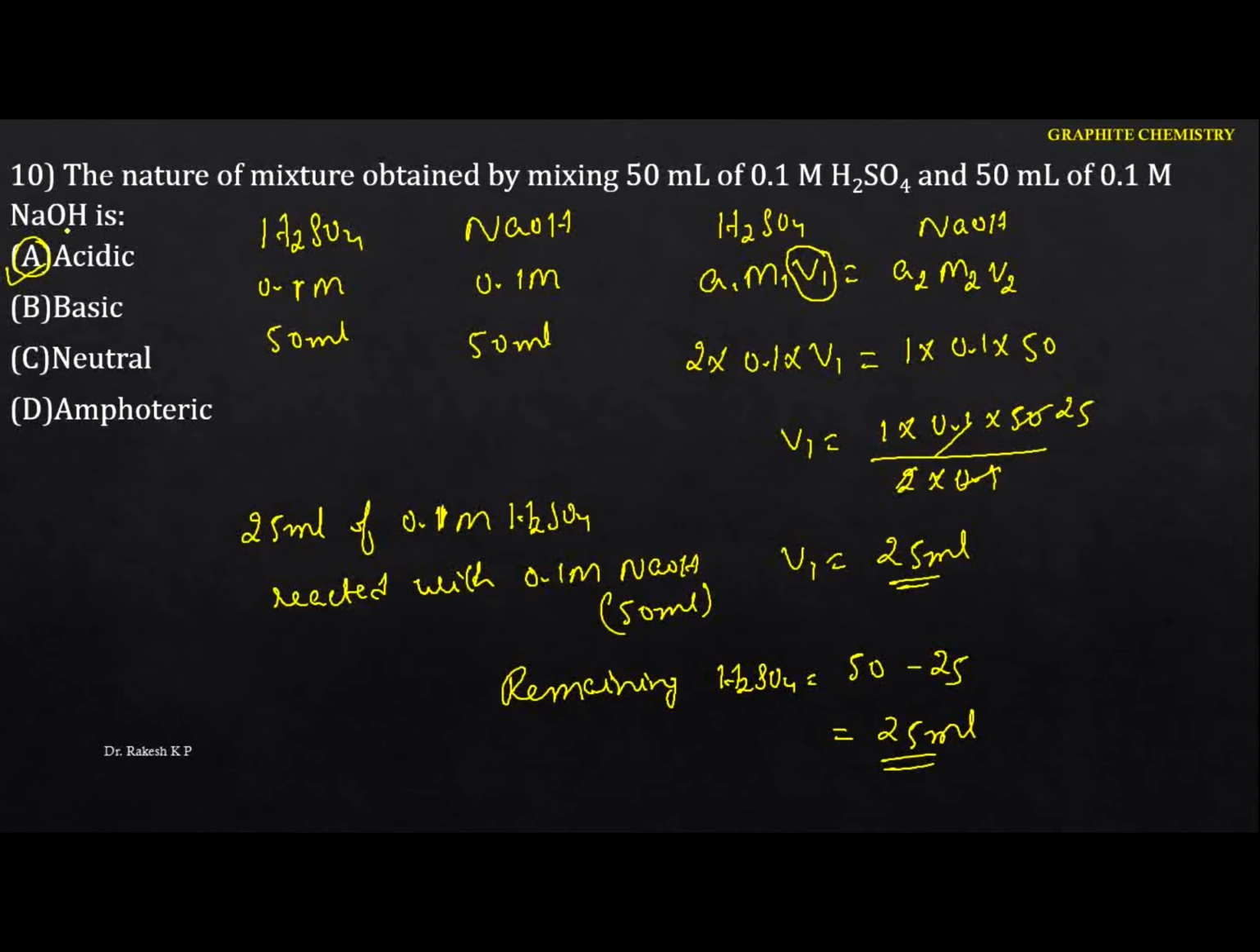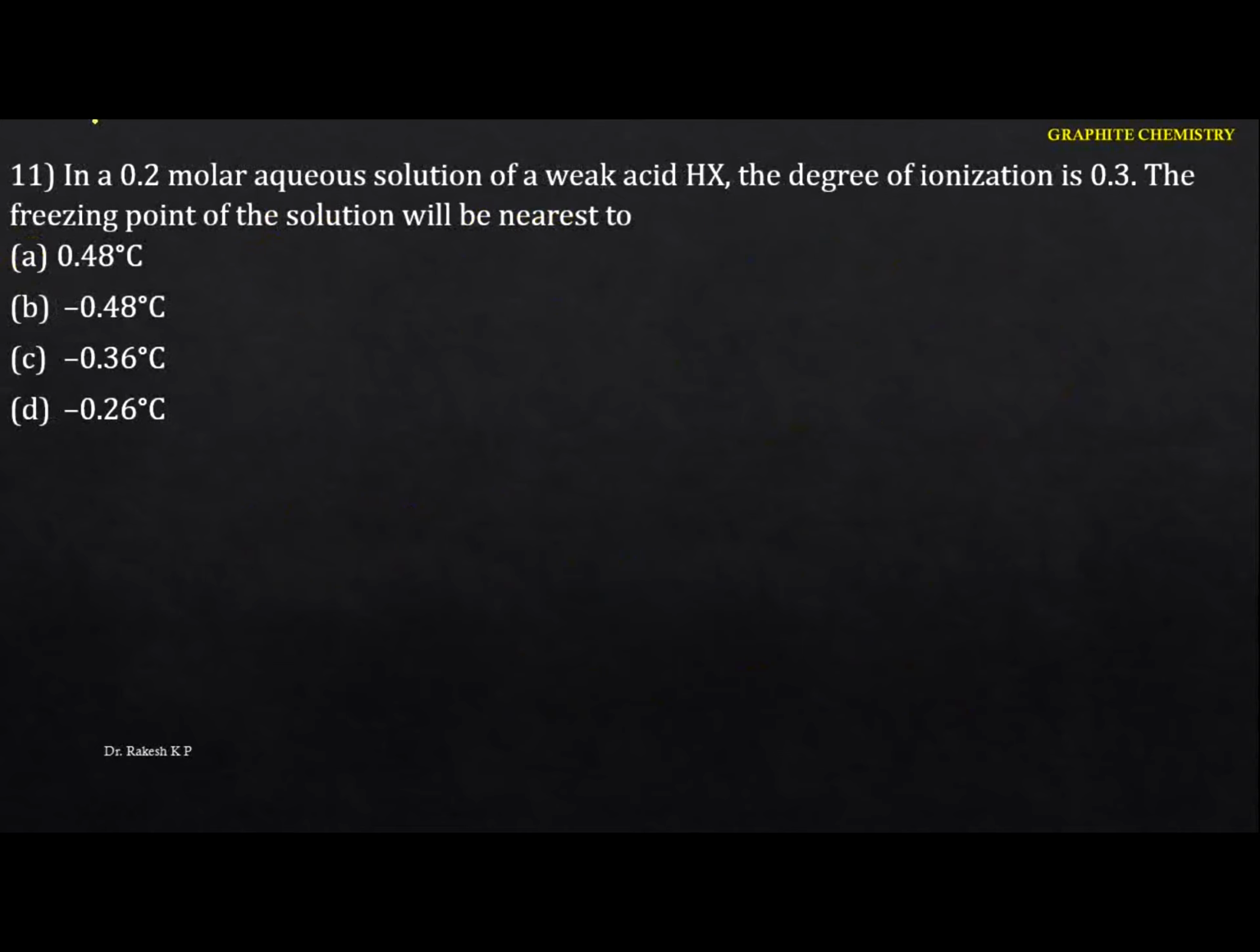So next one. In a 0.2 molar aqueous solution of a weak acid HX, the degree of ionization is 0.3. The freezing point of this solution will be nearest to what? Just identify here, they have given the molarity. The freezing point of the solution will be nearest to, so I can take the 0.2 molar as the molal.